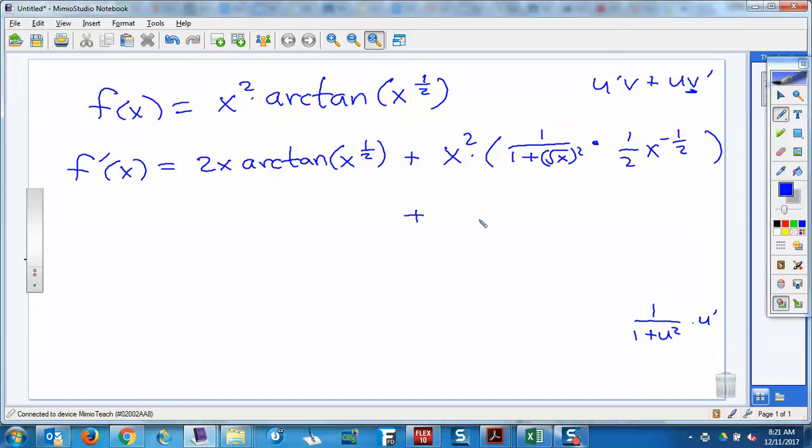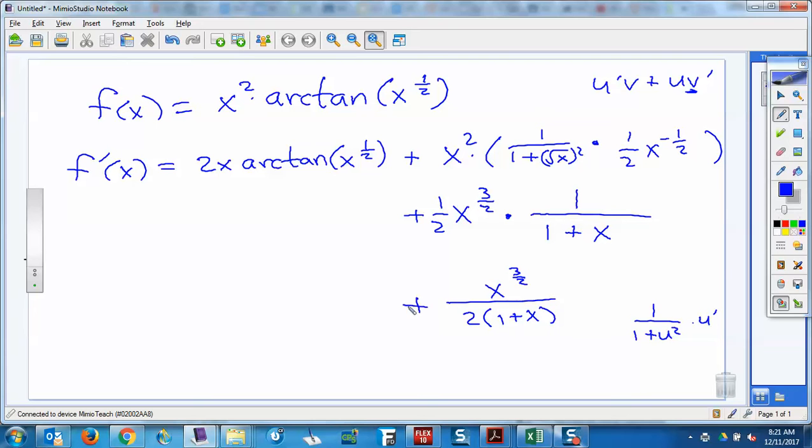Now, I'm not going to make you do that part. If you just want to do the x squared times that, get x to the 3/2, and do a times, and then a 1/2, the 1/2 would really be better out in front, to be honest with you. But it wouldn't have to be. And then if you just want to go 1 over 1 plus x, that's okay. You could leave that. Another alternative would be x to the 3/2 on top, and then 2 times 1 plus x on the bottom. That would be another alternative.